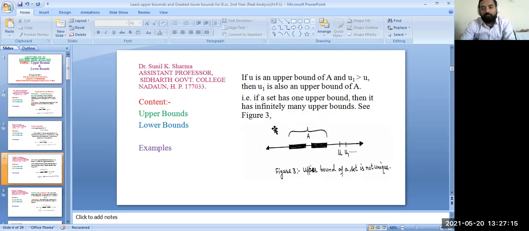Now, we have discussed upper bounds. When we say U is an upper bound, when we say U is not an upper bound, if an upper bound exists, how many upper bounds are there? In the same way, you can pause for 30 seconds and think about how we can define lower bounds. If a lower bound L exists, how many lower bounds are there of a non-empty set A?